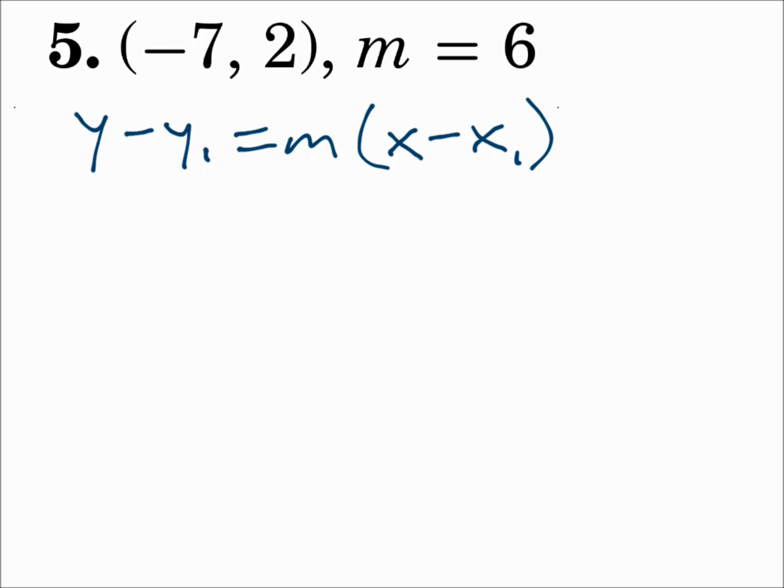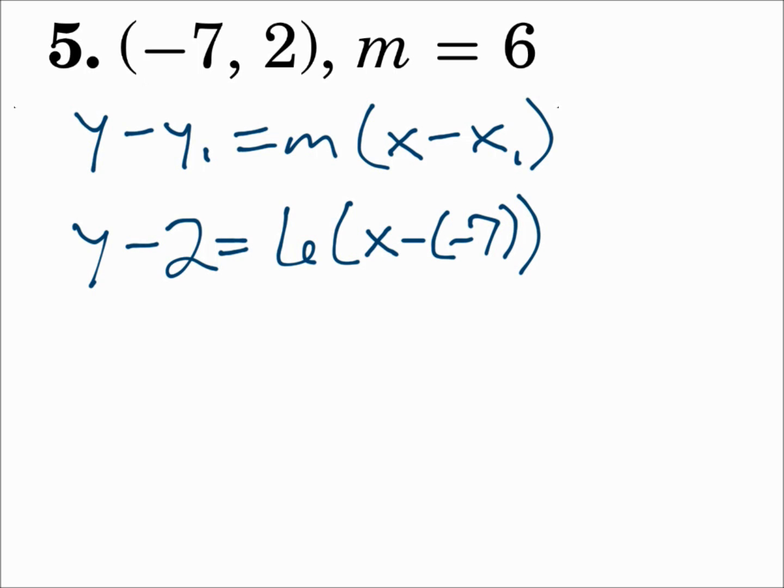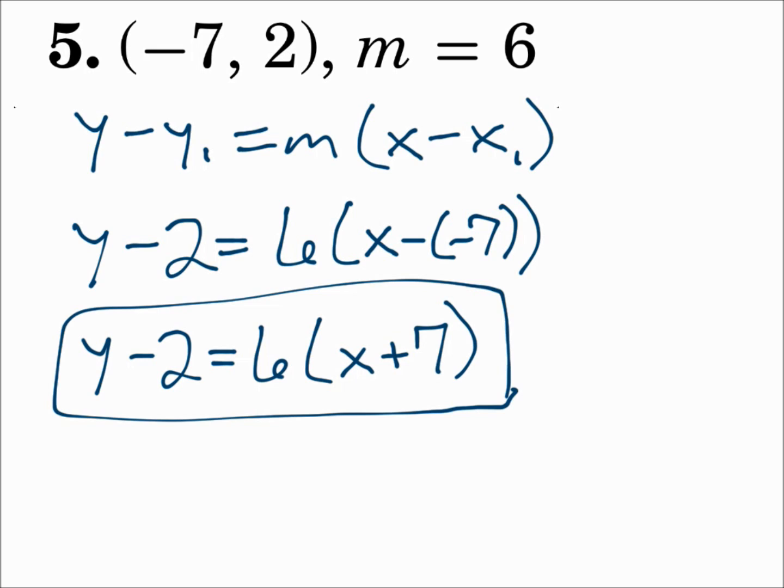Number 5. What about a line through the point (negative 7, 2) with a slope of 6? Substitute into point slope form. y minus y1, which is 2, equals m, which is 6, times (x minus x1, which is negative 7). Now we can simplify. Don't leave it to say x minus negative 7, because x minus negative 7 is the same as x plus 7. And that's your answer. The y in the point was 2. In the equation it says negative 2. The x in the point was negative 7. In the equation it's positive 7. Remember, they get the opposite signs.